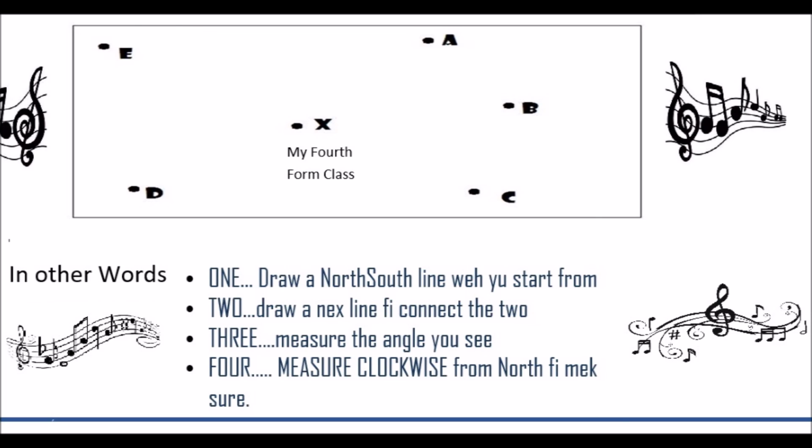One, draw a north-south line where you start from. Two, draw a next line, connect the two. Three, measure the angle you see. Four, if you want your answer secure, measure clockwise from north to be sure. And those are the steps.